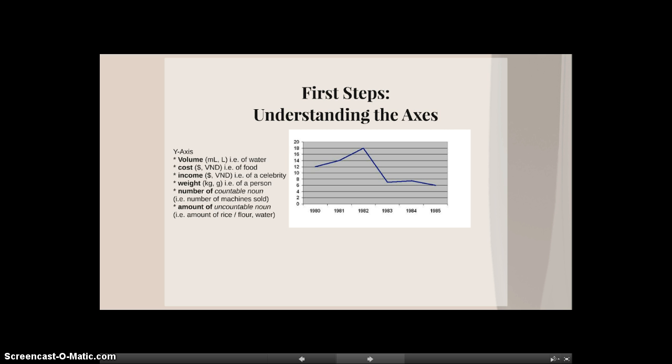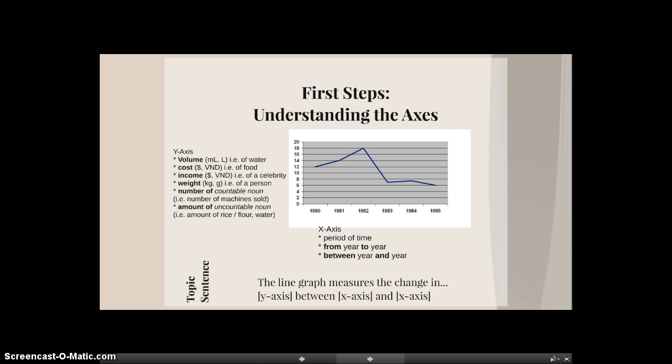The y-axis never changes. We could be talking about volume, cost, income, weight. We could look at countable nouns like the number of machines sold, or uncountable nouns like the amount of rice, flour, or water. The x-axis is our period of time. We use two different types of prepositions: from year to year, or between year and year. Mind you, it doesn't have to be year, it could be month, it could be day. This helps us form our topic sentence.